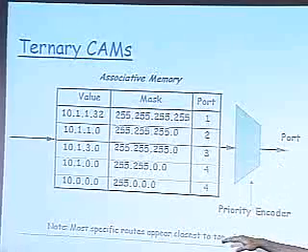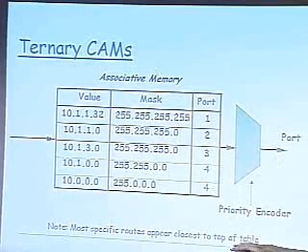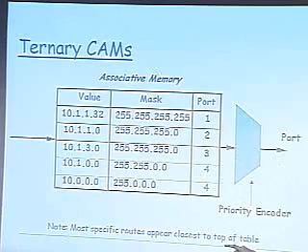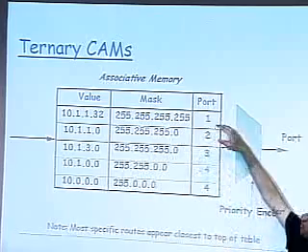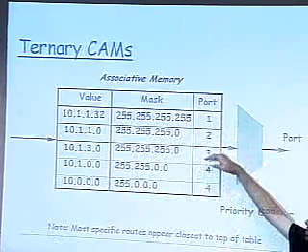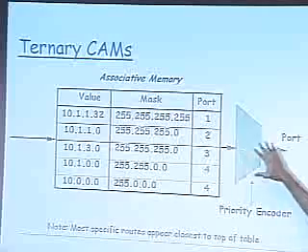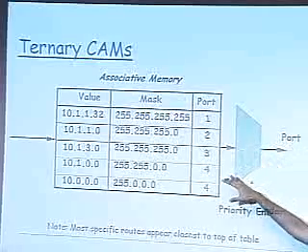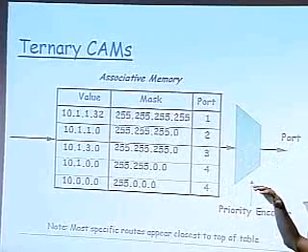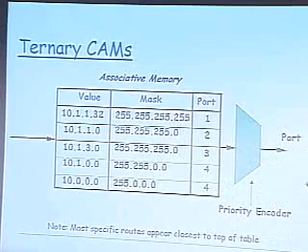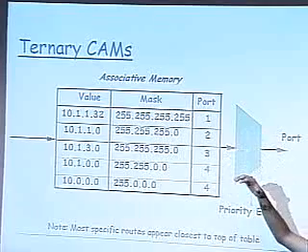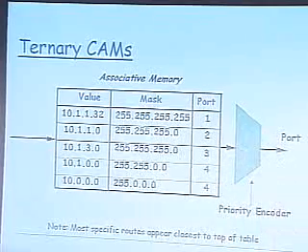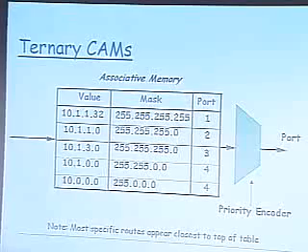So you arrange in this ternary CAM the addresses such that the longest matching prefix or the most specific route is on top of the table. So you will get multiple hits, but what this device does is it will just choose the one which has the smallest address in terms of this memory. So which is on top of the table, that's picked as the most specific route and that's chosen.